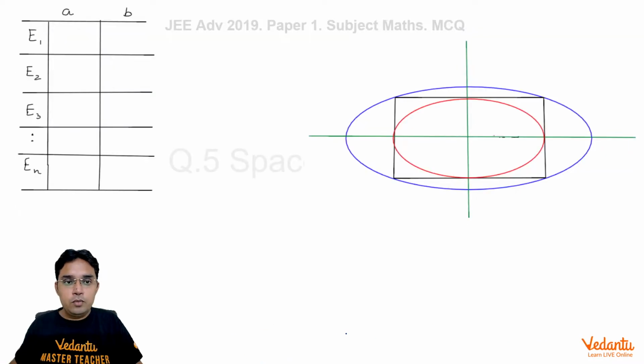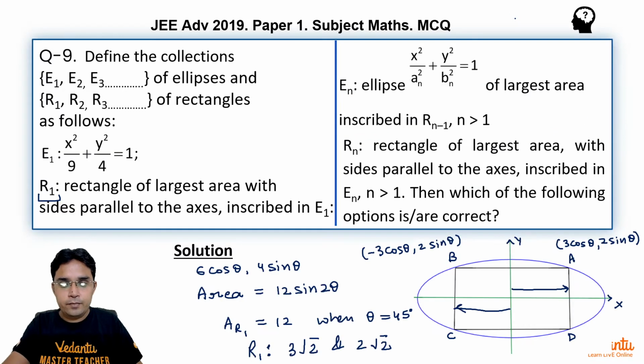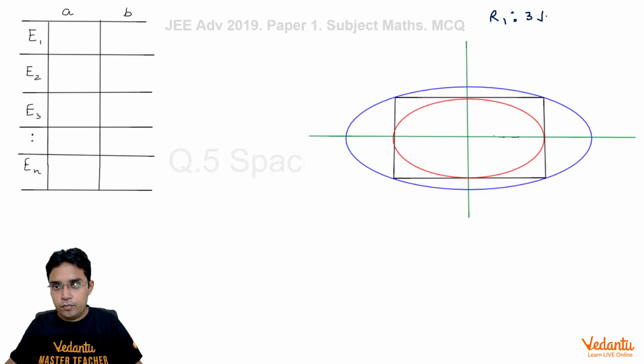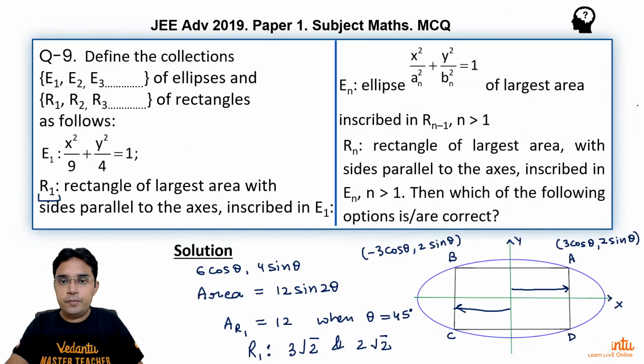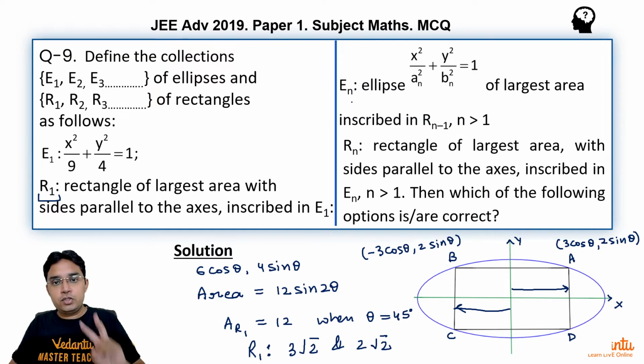Okay, let us move forward. Now this blue one is the ellipse and this black one is R1. So I have already told you R1 has sides 3 root 2 and 2 root 2. Now we want one more ellipse to be inscribed in this rectangle so that its area is maximum. As you can see, En, if I take n as 2, we can read this as E2, and it will be the ellipse of largest area inscribed in R1.